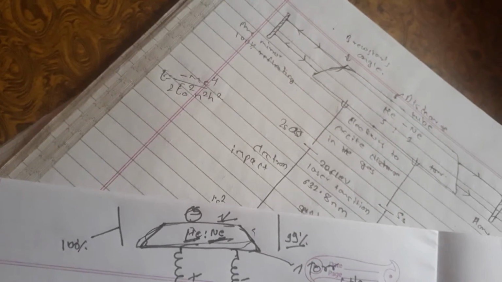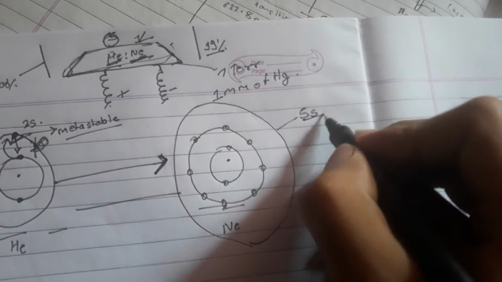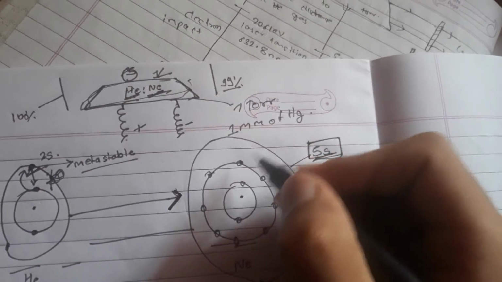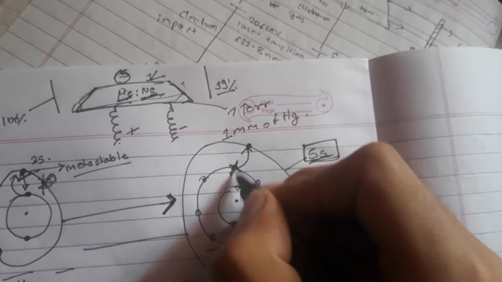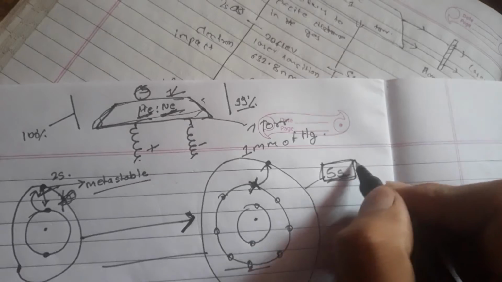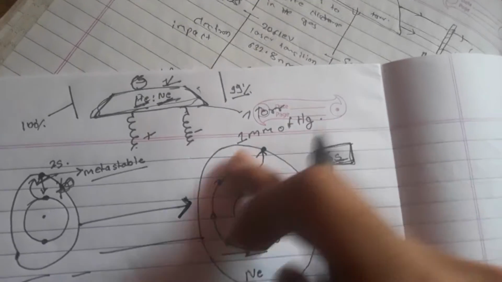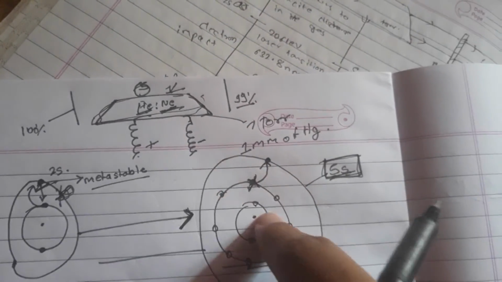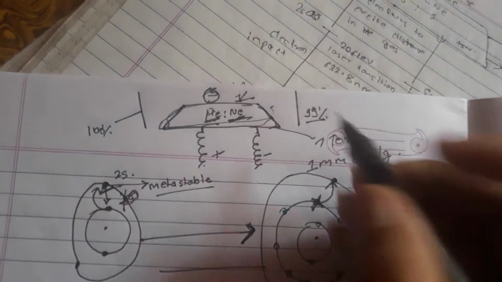Let us consider this to be the 5s orbital, orbit, whatever you want to call it. Now one of the electrons jumps to this orbit. Now this is vacant. Now this neon atom is also excited. Now the energy the neon atom has is greater than the energy the helium atom had when it was excited by this potential.